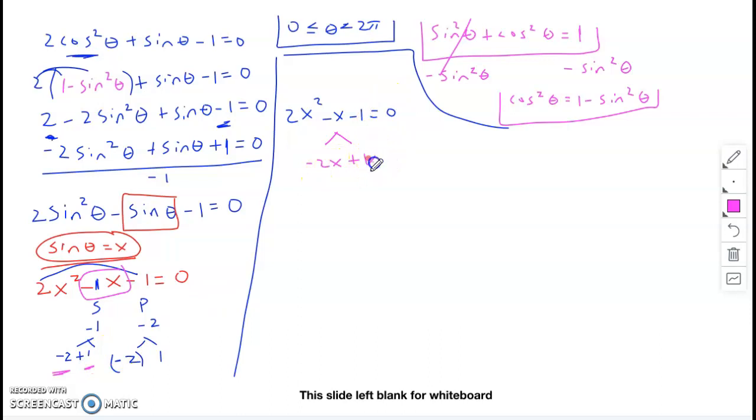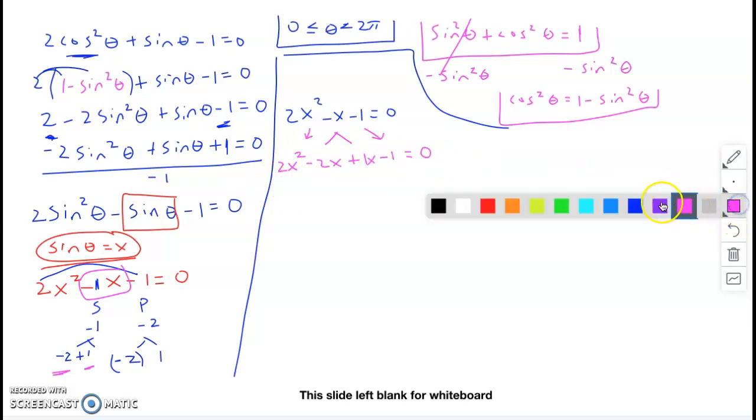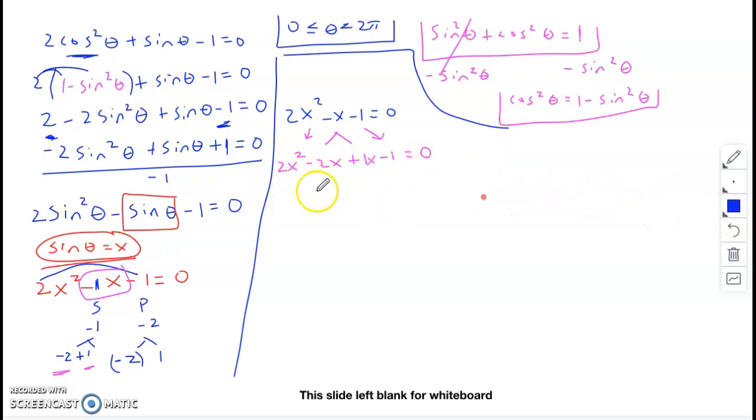-2x plus 1x. Okay, I bring down the first term, which is 2x squared, and I bring down the last term, which is -1, equals 0. Now I have 1, 2, 3, 4 terms. Now I solve this by grouping. Let's take the first two and the last two.